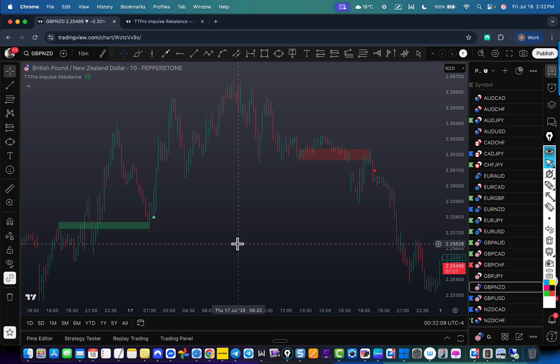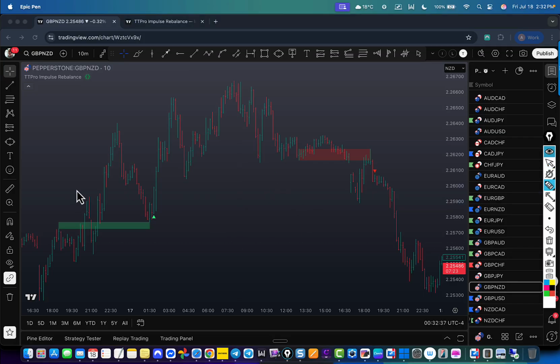Traders, we have the impulse rebalance indicator. This indicator will plot these price expansion moves when it retraces back down to the original balance area and we get a signal. Okay, so it will track an expansion and rebalance.